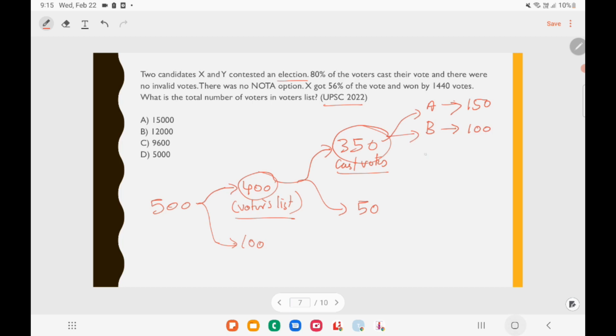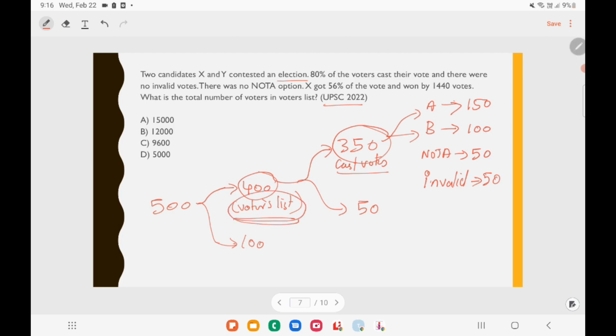And let us assume that there was an option NOTA. NOTA means none of the above. So some people don't like A or B, so they can cast their vote to NOTA. Let's assume that NOTA got 50 votes, and also 50 votes became invalid. Invalid means that there was some issue with the vote they cast, so it became invalid. Invalid votes we don't count. So all these things you need to understand.